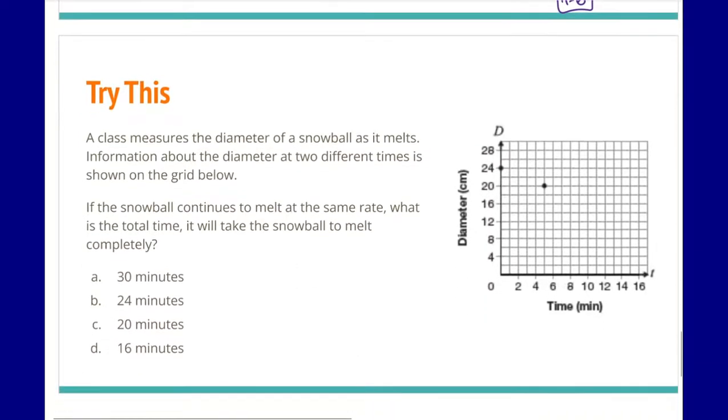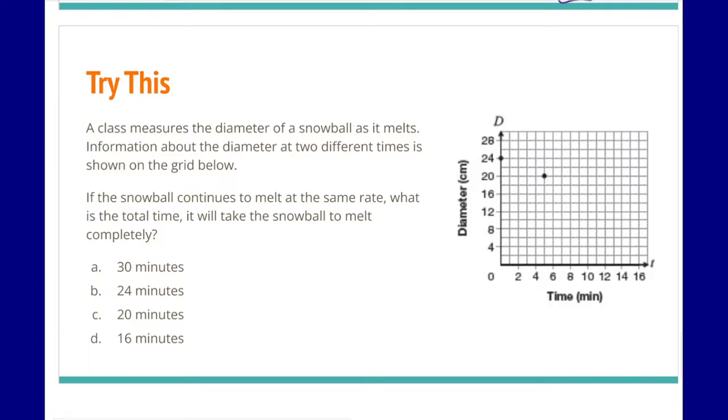If we look at the next one, a class measures the diameter of a snowball as it melts. Information about the diameter at two different times is shown on the grid below. So we have 2 points. If the snowball continues to melt at the same rate, what is the total time it will take the snowball to melt completely? So we have 2 points. We have 0, 24, and we have 5, 20.